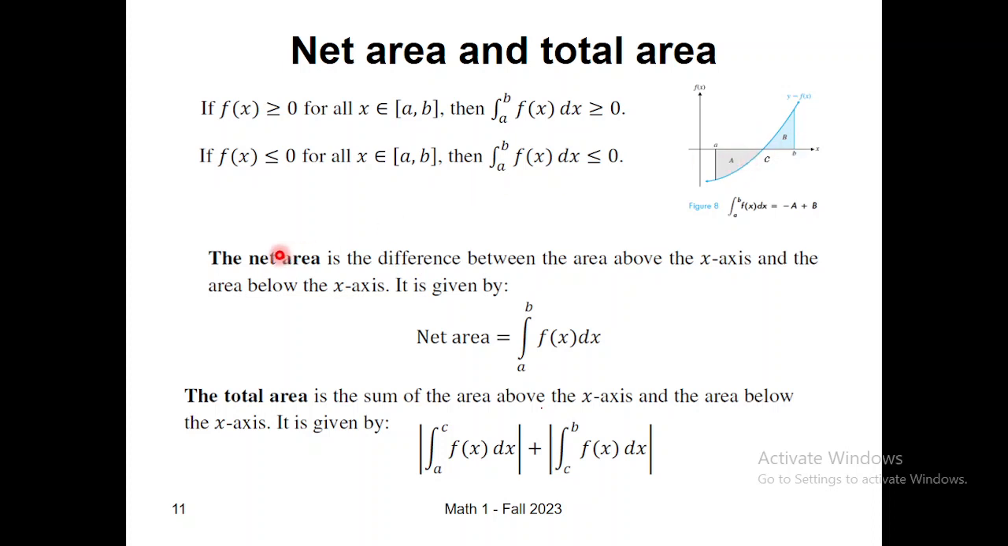So we have two types of area. The net area is the area taking sign into consideration, so you can calculate it with a single integral. And you have also what's called total area. Total area is the actual area without the sign that appears in integration. And in this case, you have to divide the integration into sub-integrals and then add them in absolute value.